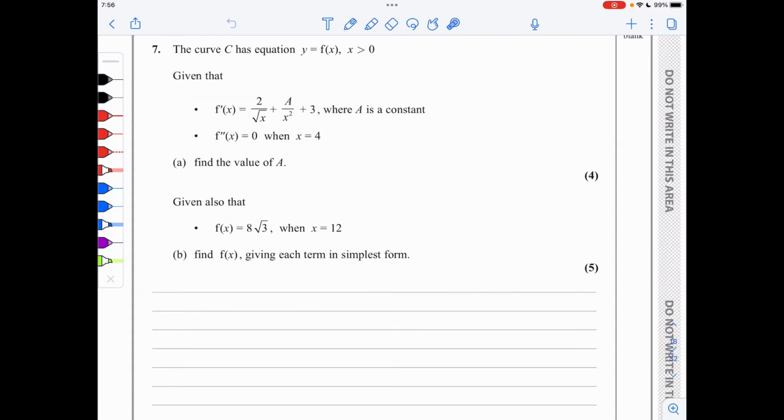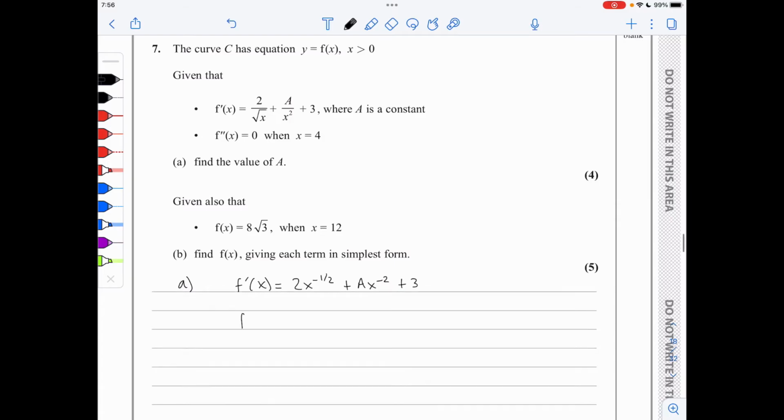In question 7, we are told that f dash of x is this expression here. We need to find the value of a. In addition, we know that f double dash of x is 0 when x is 4. So I'm starting by writing f dash of x in index form. So it's going to be 2x to the minus a half plus ax to the minus 2 plus 3. And therefore, f double dash of x will be 2 times minus a half times x to the minus 3 over 2, plus a times minus 2x to the minus 3, which gives an answer of minus x to the minus 3 over 2 minus 2ax to the minus 3.